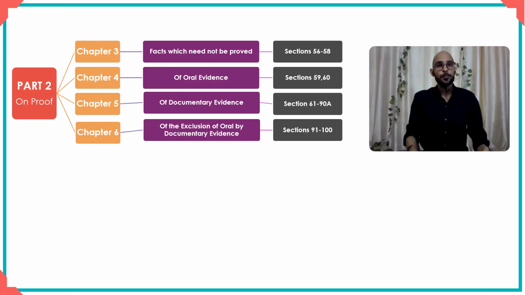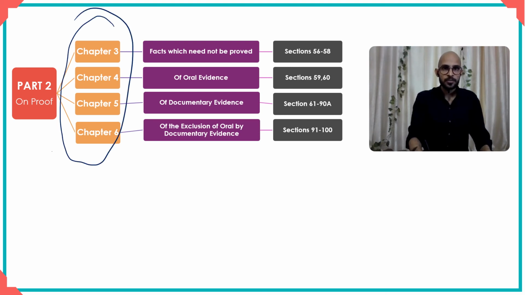Well, so I hope that in a fairly short span of time, we've been able to acquaint ourselves with the whole of part 2 from chapter 3 to chapter 6. It talks about what kind of facts need not be proved, what oral evidence is, some things about documentary evidence, and also what is to be done when you have both oral and documentary evidence for a given fact. So I hope this lesson was of use to you.